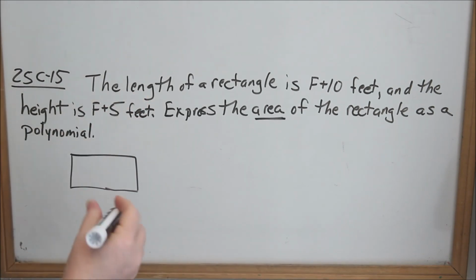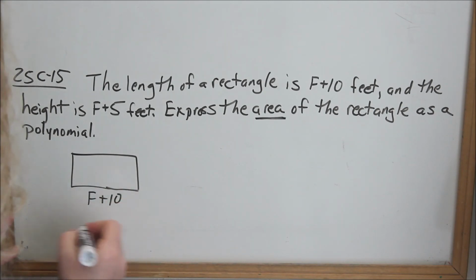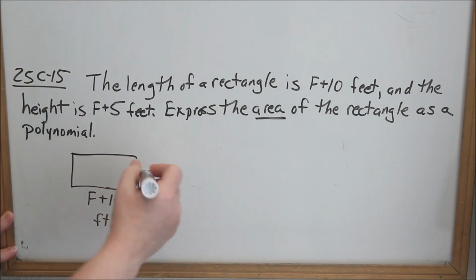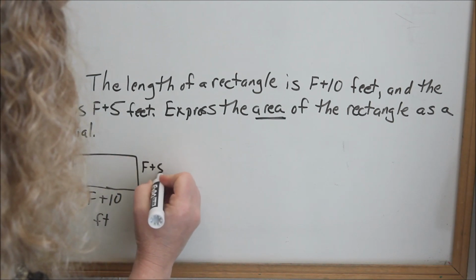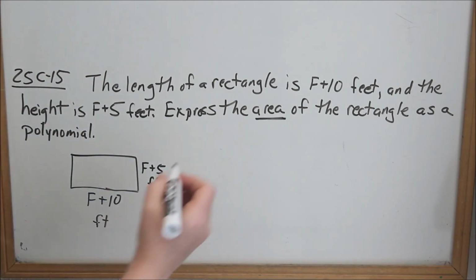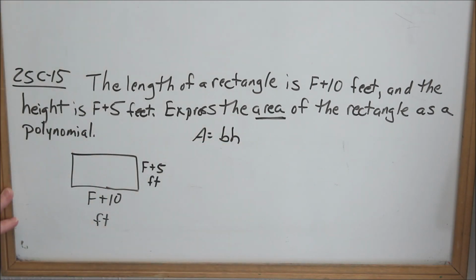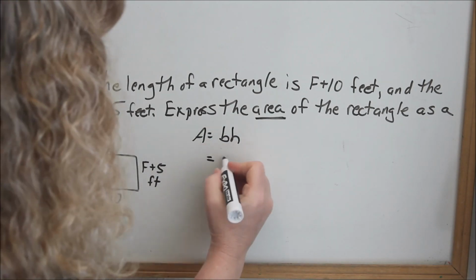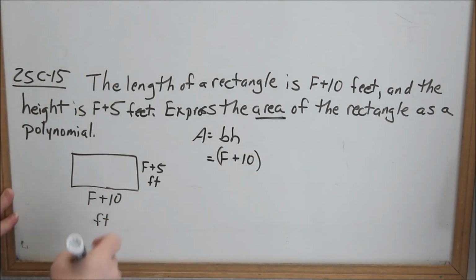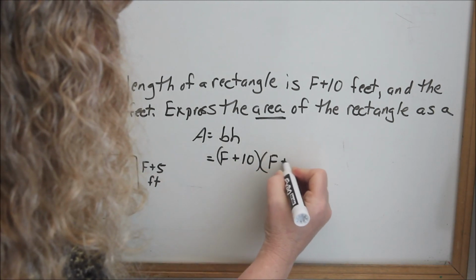The length of my rectangle is f plus 10, and that's feet. I'm just going to put down here feet, just to remind me. Then the height is f plus 5 feet. I want the area. How do I find the area of a rectangle? Area of a rectangle is base times height. Well, what is my base? My base is f plus 10. That's this right here. What is my height? F plus 5.